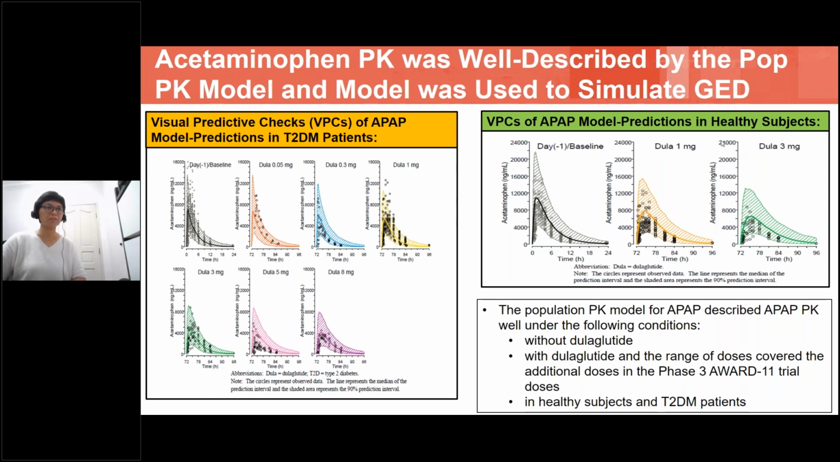Same for healthy subjects. So in a case at baseline where there's no dulaglutide on board, the model described the data well, and the model continued to describe the data well with dulaglutide on board. So this model that we had for acetaminophen can describe gastric emptying delay under various conditions, so with or without dulaglutide on board, and over a range of dulaglutide doses that covers the doses that we're interested in investigating. And we can also do this in healthy subjects and type 2 diabetics. So the model is pretty robust for generating the fold change that we're interested in.